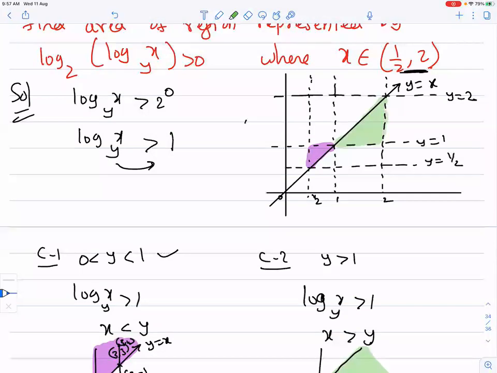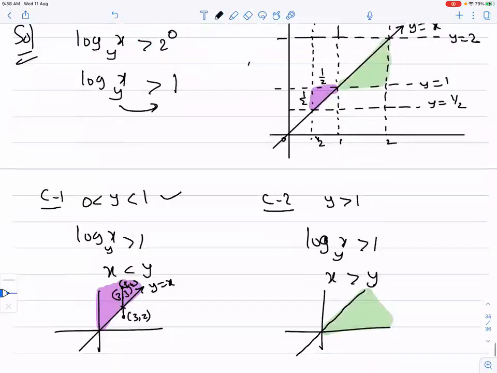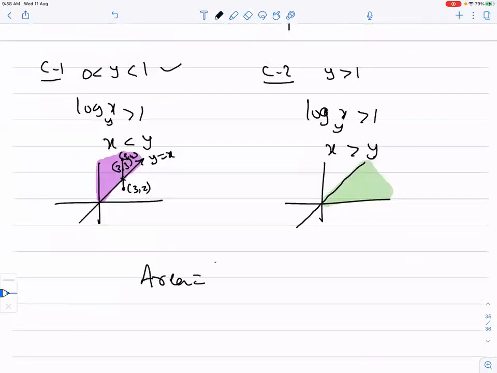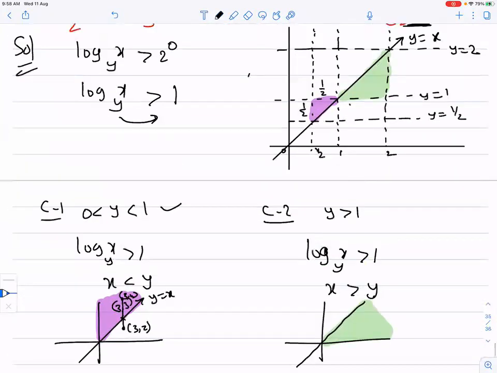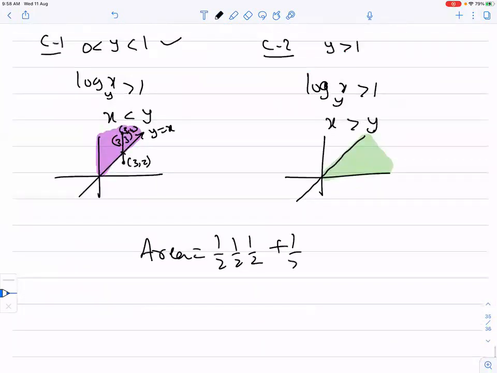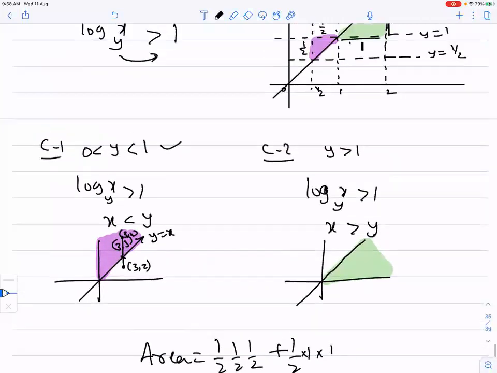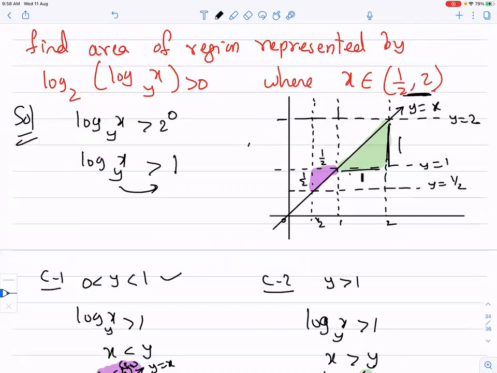Did you understand this? Yes. Now what is the area of this region? That is the question. Area of this region is what? We know this is half. पहला triangle का area. Half into half base into height, right? Second वाला का half, ये 1 है, ये भी 1 है. Area है half 1 into 1. So that will be 1 by 8 plus half, 5 by 8. Clear, students? Yes.